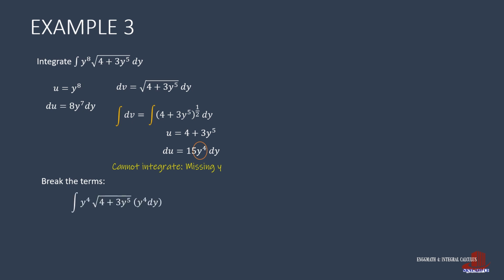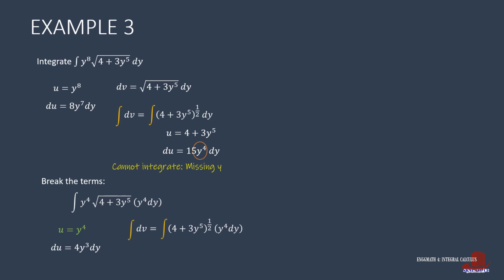So the integral now becomes y raised to 4 times the square root of 4 plus 3y raised to 5, then the new derivative becomes y raised to 4 dy. Back at the start, u is now assigned as y raised to 4, and du is 4y cubed dy. dv is the quantity 4 plus 3y raised to 5, raised to 1/2, times y raised to 4 dy.